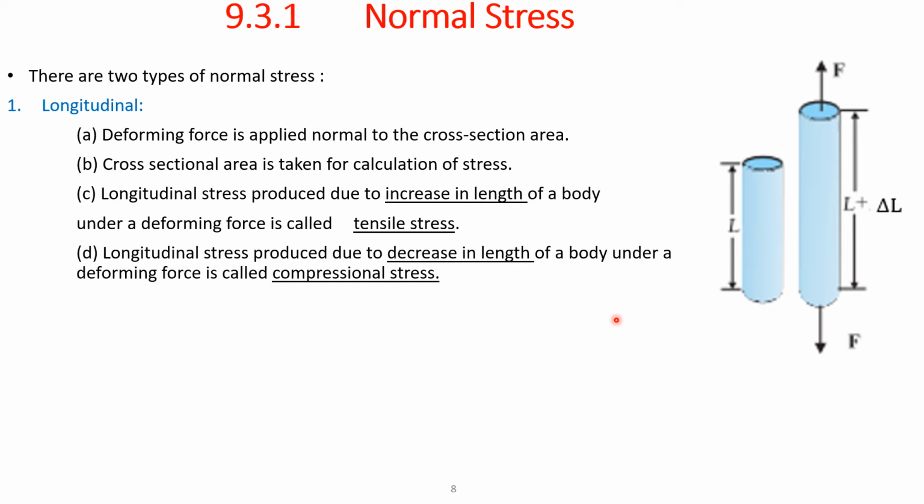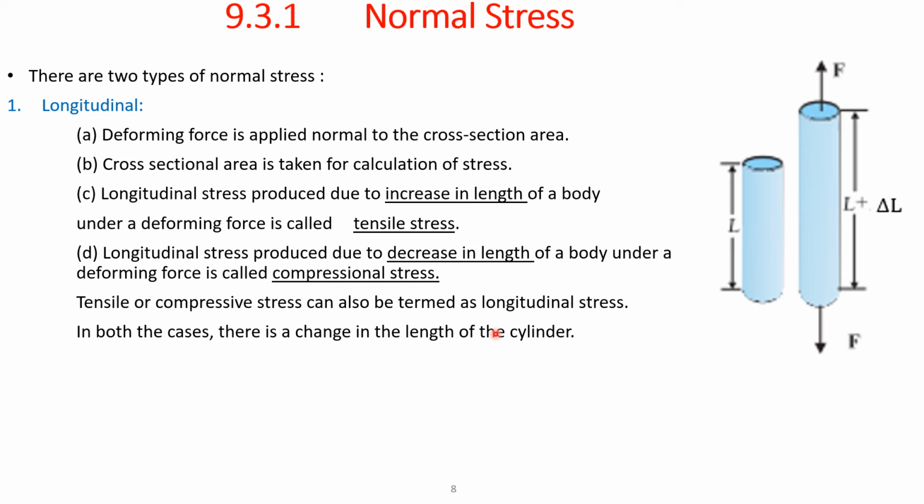In another case, if we reverse the direction of forces, that is, if we compress the cylinder, then there is a longitudinal stress produced due to decrease in length. So the reversed forces compress the cylinder, and the decrease in length of the body under a deforming force is called compressional stress. Tensile or compressive stress can also be termed as longitudinal stress. In both the cases, there is a change in the length of the cylinder.